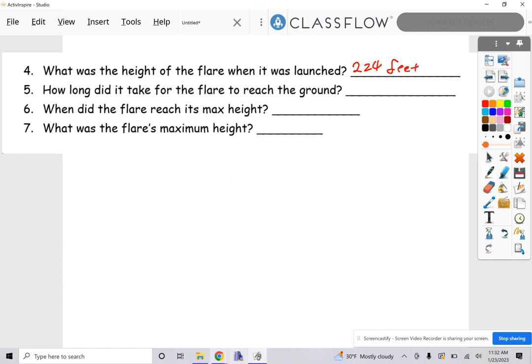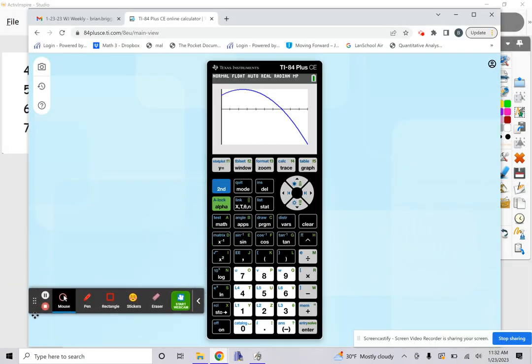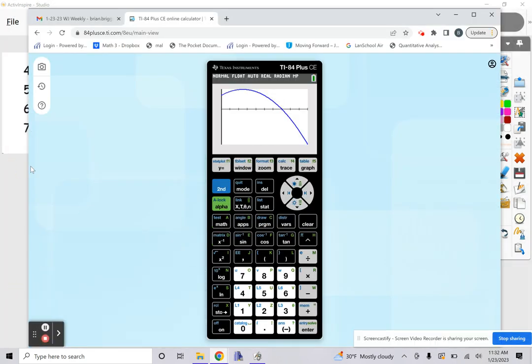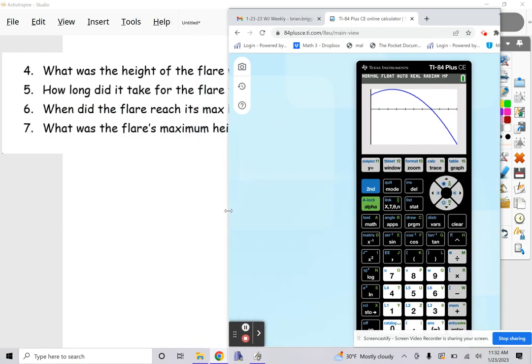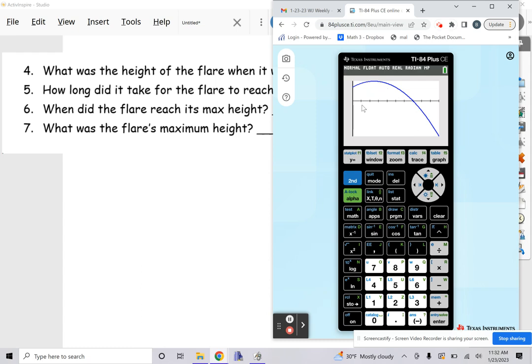Okay, now how long to reach the ground? So let's go take a look at our graph real quick. If I look at our graph, I can see that it looks like it hits at 1, 2, 3, 4, 5, 6, 7.